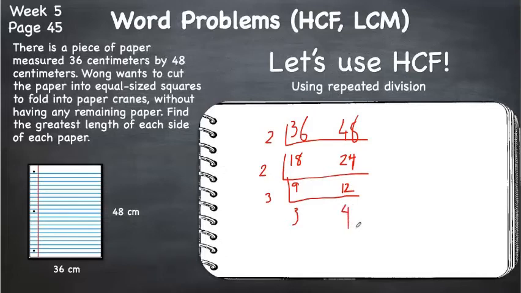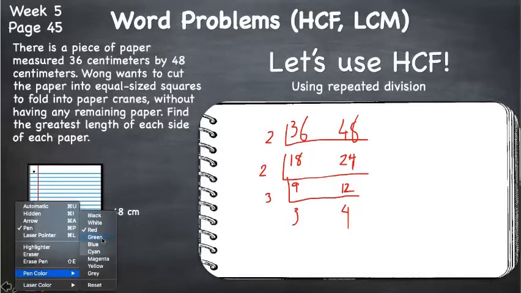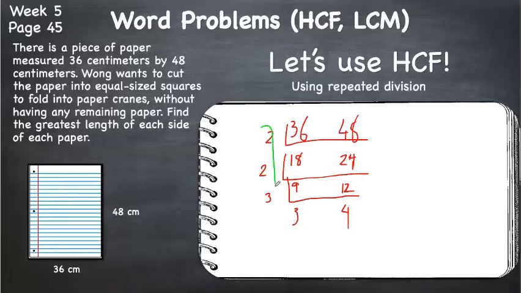There we go. Remember, this is finding the highest common factor. So it means that we only have to multiply this part of the equation. We can leave these out. So all we have to do now is put 2 times 2 times 3. 2 times 2 is 4. 4 times 3 is 12. There we go. So we have our answer, 12.